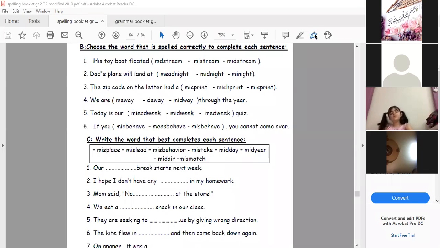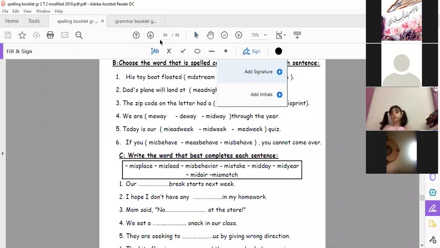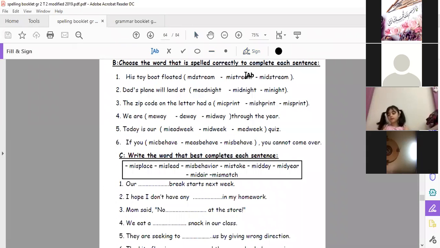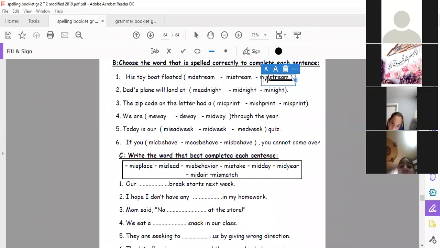Midstream. Yes. What do you mean by midstream? It means in the middle of the stream. Yes. Do you know what stream means? What is a stream? Small what? Small lake. Small river. Yes. Okay.